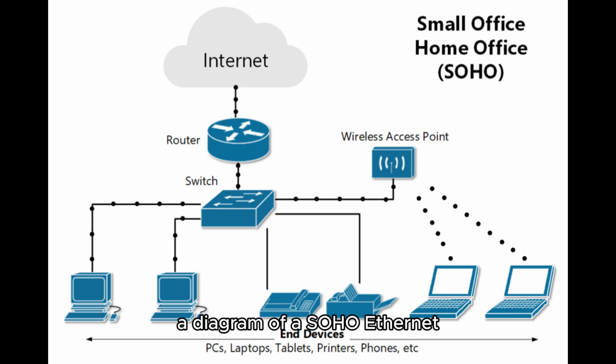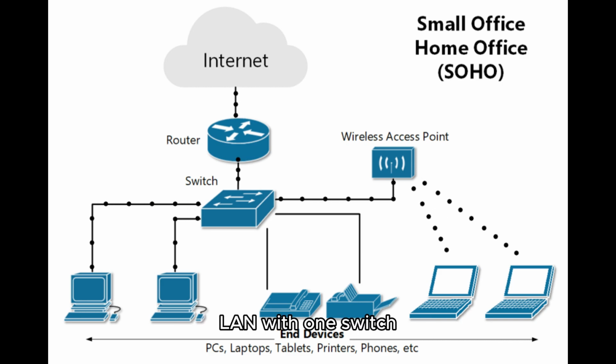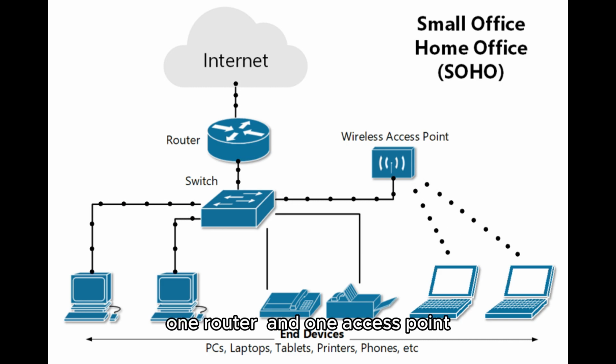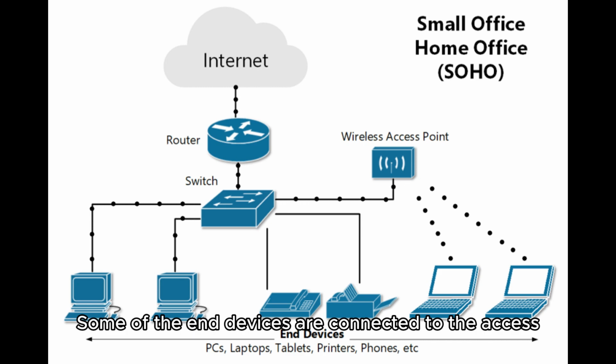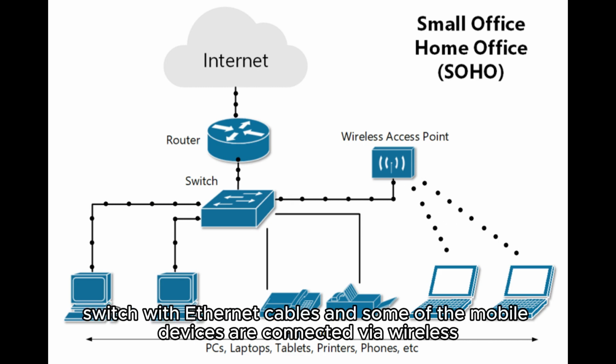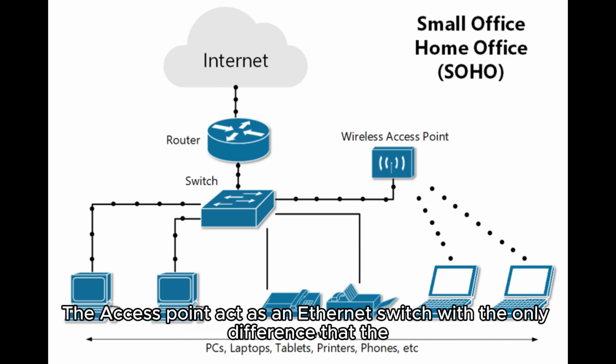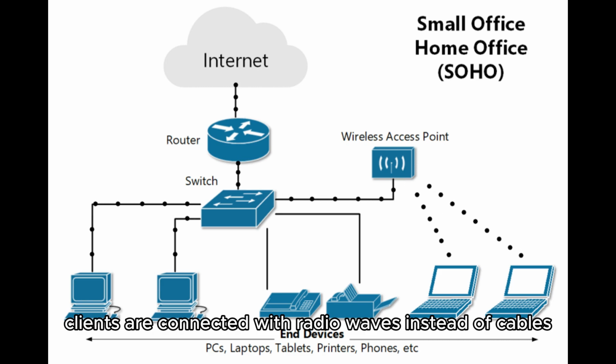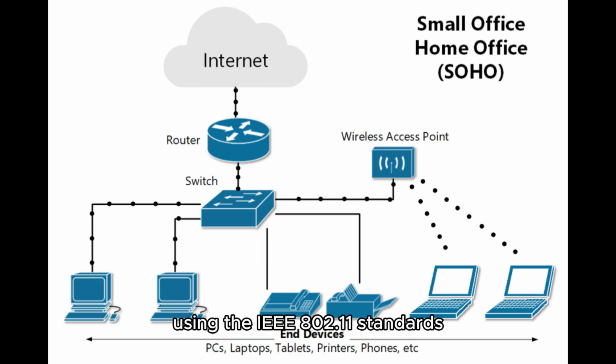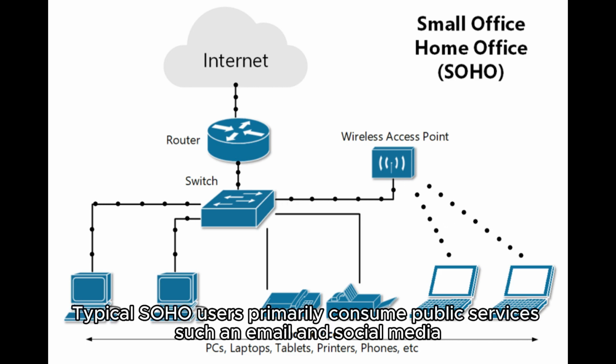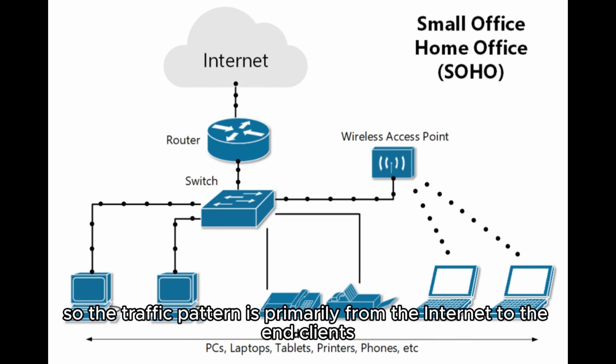Figure 1 shows a diagram of a SOHO Ethernet LAN with one switch, one router, and one access point. Some of the end devices are connected to the access switch with Ethernet cables, and some of the mobile devices are connected via wireless. The access point acts as an Ethernet switch, with the only difference that the clients are connected with radio waves instead of cables, using the IEEE 802.11 standards. Typical SOHO users primarily consume public services such as email and social media, so the traffic pattern is primarily from the internet to the end clients.